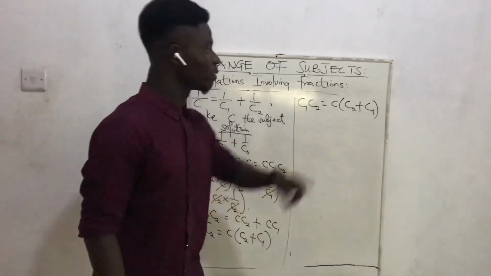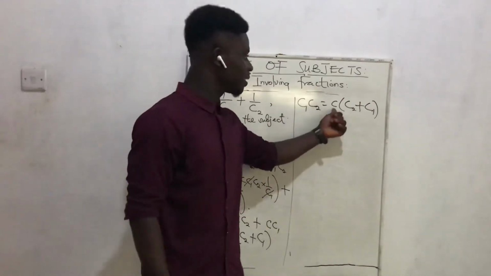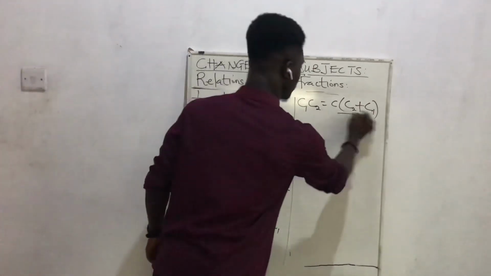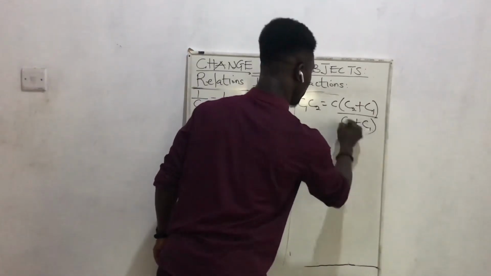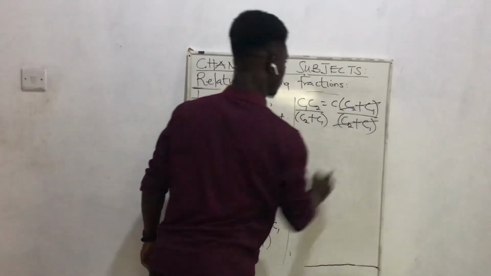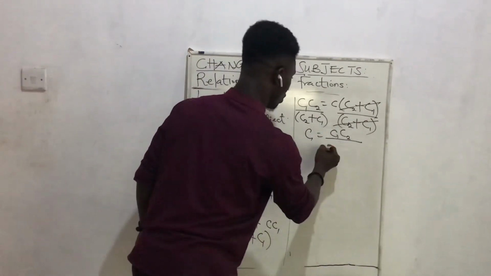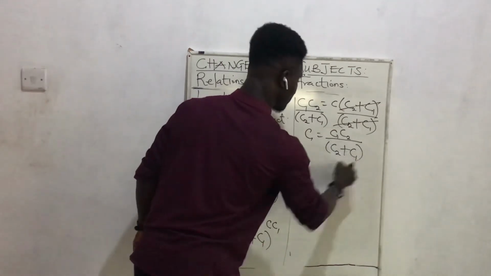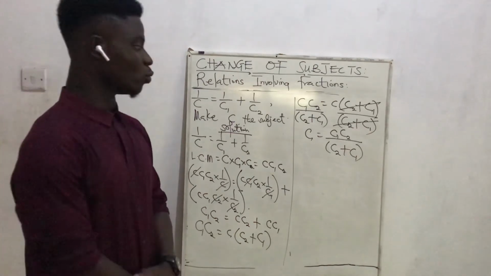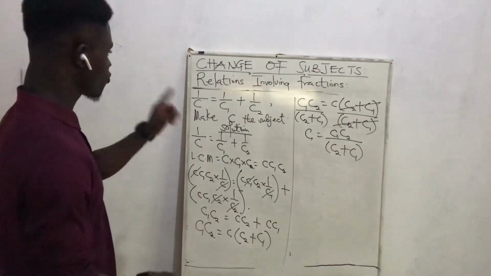So what do we have to do here? We have to divide both sides by C2 plus C1, since this C is multiplying the expression inside the bracket. So we have C2 plus C1 here, then C2 plus C1 here. So this one cancels. So I have C equals C1 C2 all on C2 plus C1. So therefore, C equals C1 C2 all on C2 plus C1.